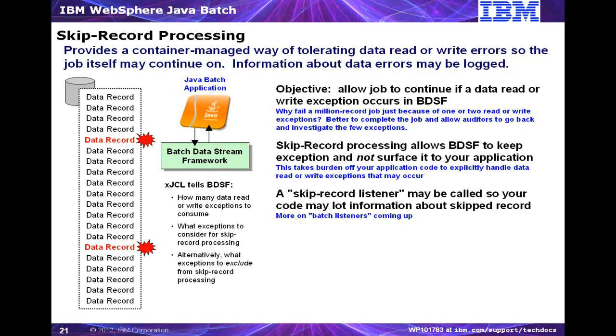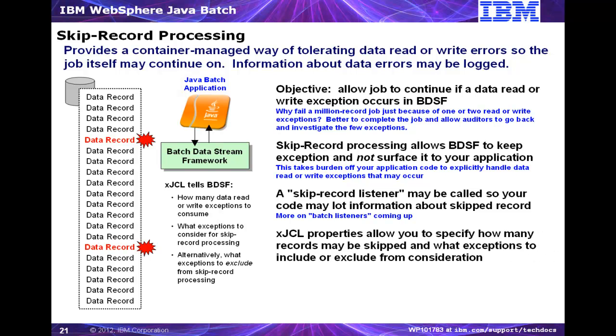Your code would then log information about the record that was skipped. Properties in the XJCL control the behavior of this feature. As mentioned, you indicate how many records may be skipped. After that limit is reached, exceptions bubble up to the application. You get to indicate what exceptions to include for skip record processing. The alternative is to specify which exceptions to exclude.